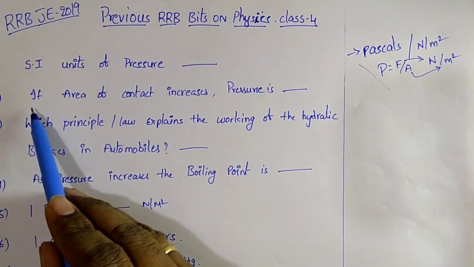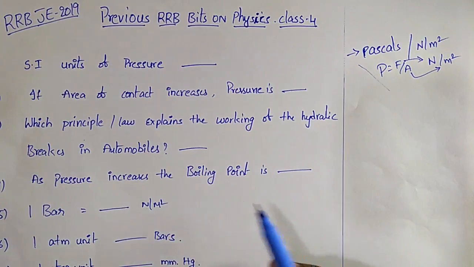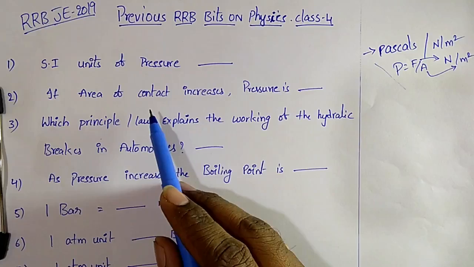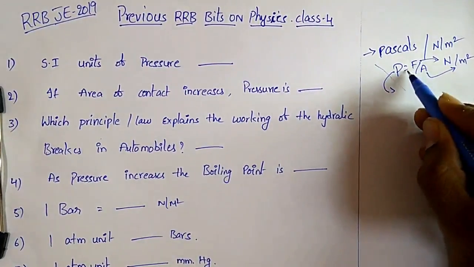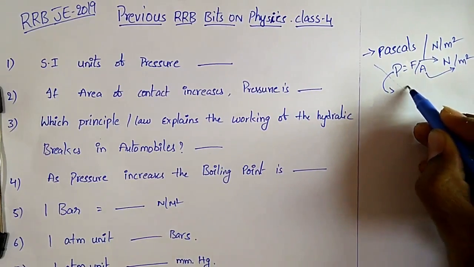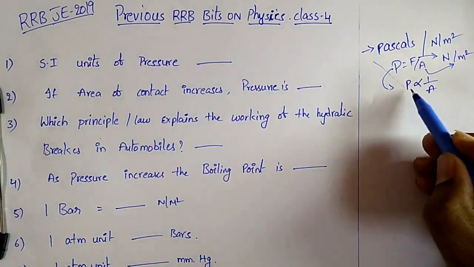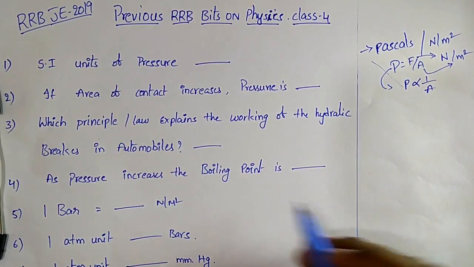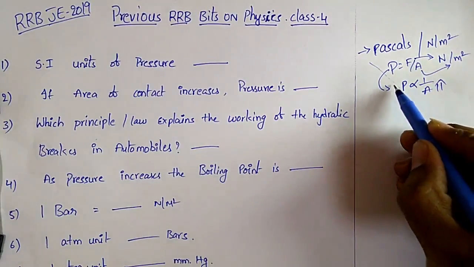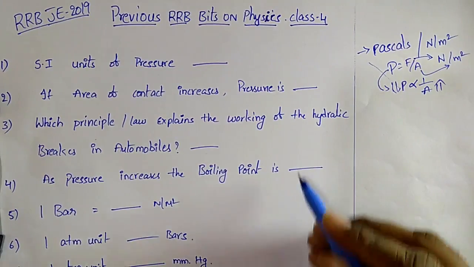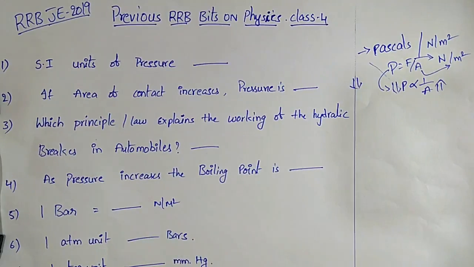And the second one, if area of contact increases, then pressure is dash. Here from the equation, P is equal to force per area. That means pressure is proportional to 1 by area, or pressure is inversely proportional to area. Here area of contact increases. This means pressure will decrease. So the answer is decreases.